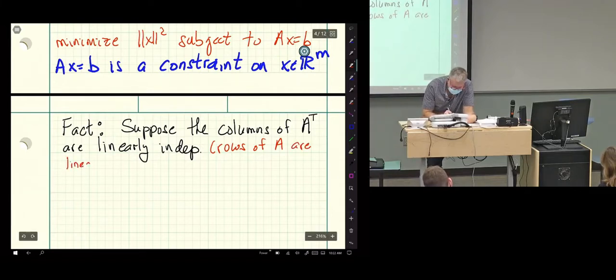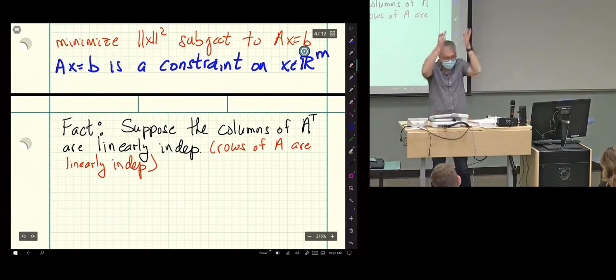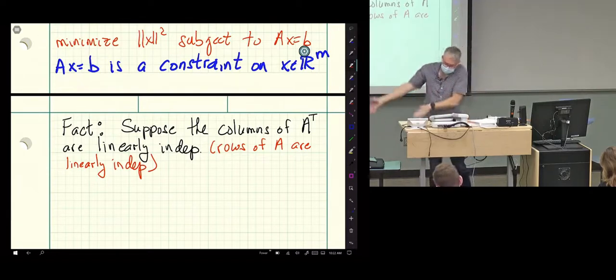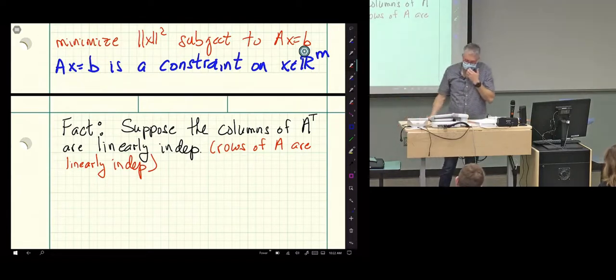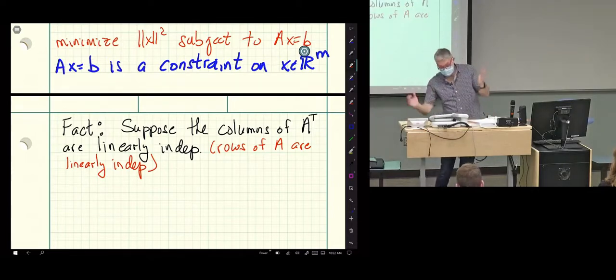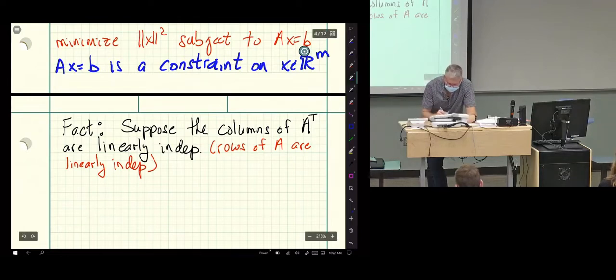The same thing, but because we've worked with columns of matrices being vectors in Rm or Rn, depending upon our sizes, etc., I'm stating it as the columns of A transpose are linearly independent. Okay.